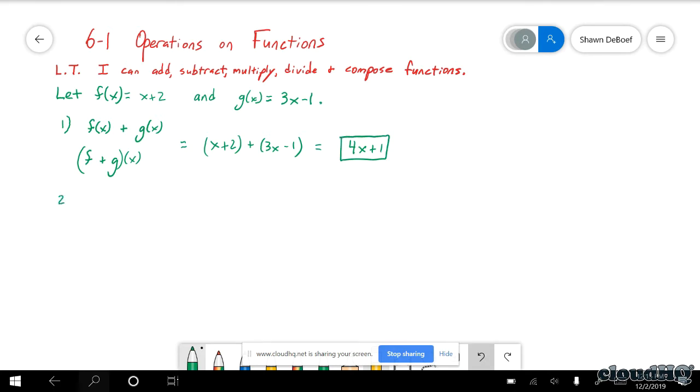Let me go over here, actually. Let's do subtraction. So you might see it as f minus g of x, or you may see f of x minus g of x. That's the notation I prefer, but the first one, the top one, is what our book tends to use. So either way, we have to start with f of x, which is our x plus 2, and we are just going to subtract away g of x, which is our 3x minus 1, which gives us what?